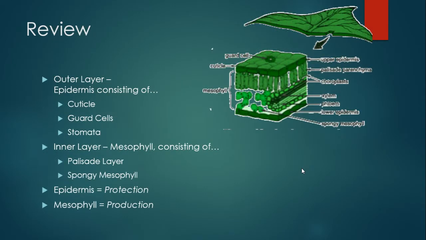So just for a review, we have an outer layer, which is the epidermis. It has the cuticle, the guard cells, and the stomata. The inner layer is the mesophyll, consisting of the palisade layer and spongy mesophyll. Your epidermis is for protection. Mesophyll is for production.